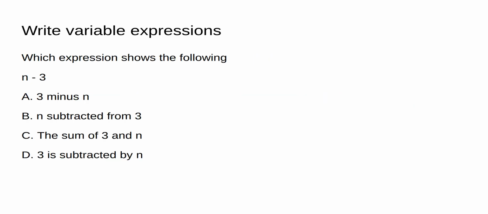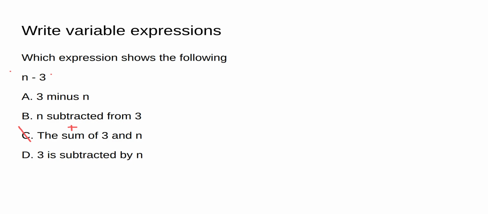Alright. Which expression shows the following? We have this one. First, I just like to read expressions from left to right. So I'll look at n minus 3. But none of these show n minus 3. Now, you're very tempted to pick A. Well, first of all, knowing this, what can we eliminate? We can eliminate C. Why? Because the sum means adding. So you're adding them. Okay?